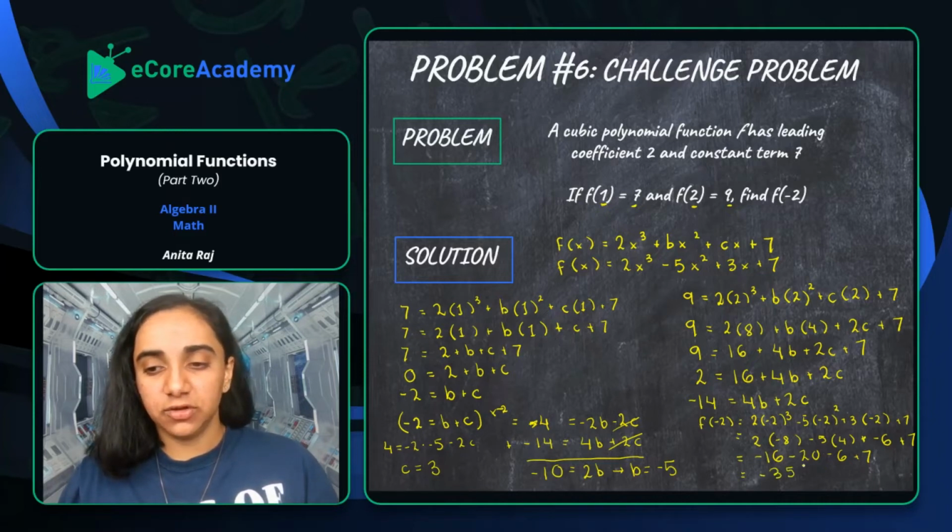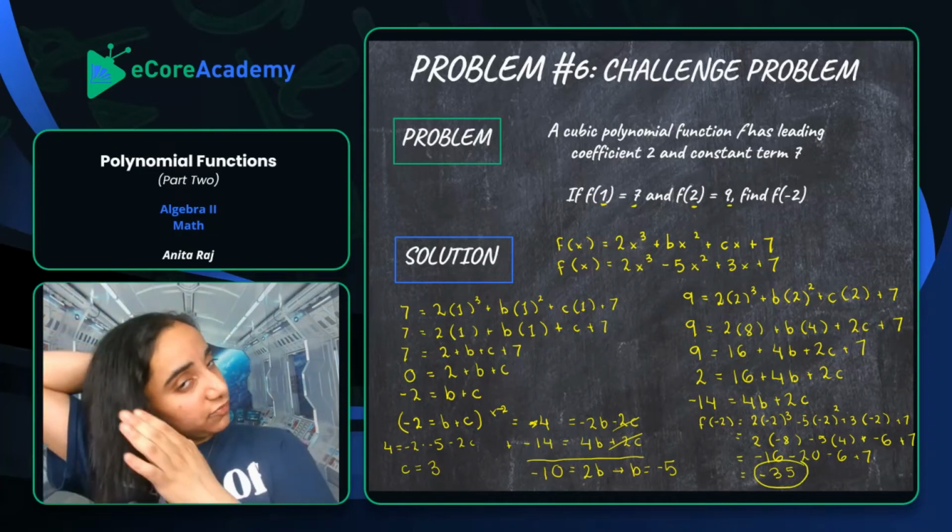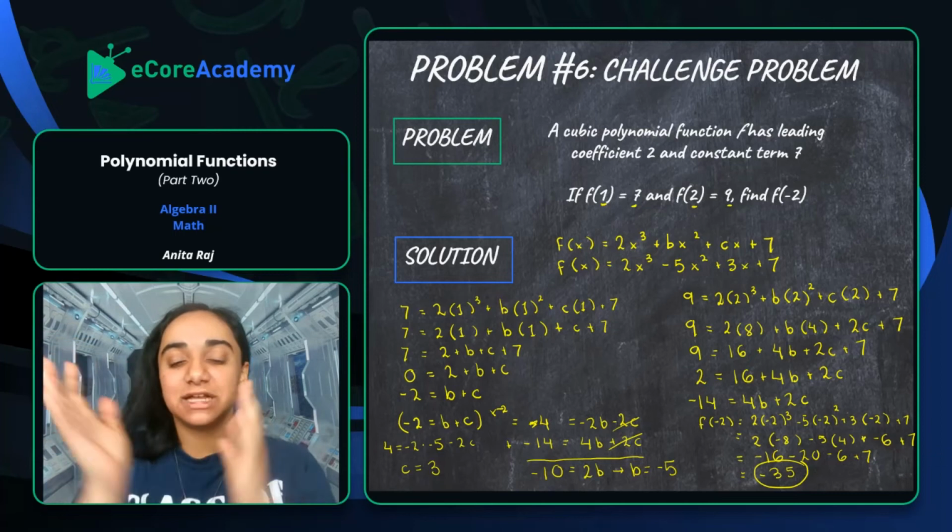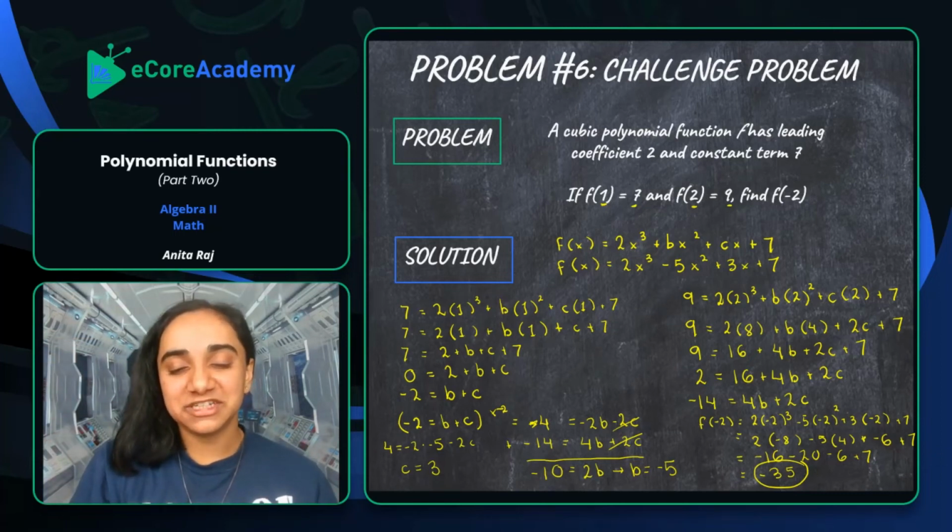So that is going to be your answer. That is the value of the function when x is equal to negative 2. So that's how we solve that. The challenge problem, I understand if it was a bit difficult, but good job for sticking through it.